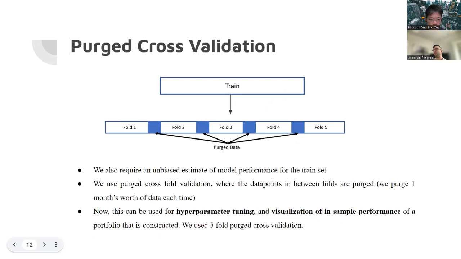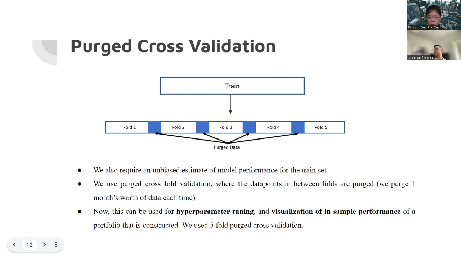In order to get an unbiased estimate of model performance, we have used something called purge cross validation. So here we maintain linearity of time. For example, for fold 1, we're using 2010 to 2012, and fold 2 is using 2012 to 2013, so 2 years each. But in between the folds, you actually need to remove some data because our target variable has overlap going into fold 2. For example, on 31st December, your forward 1 month return is looking into January of the next year. So you have to remove this to prevent data leakage.